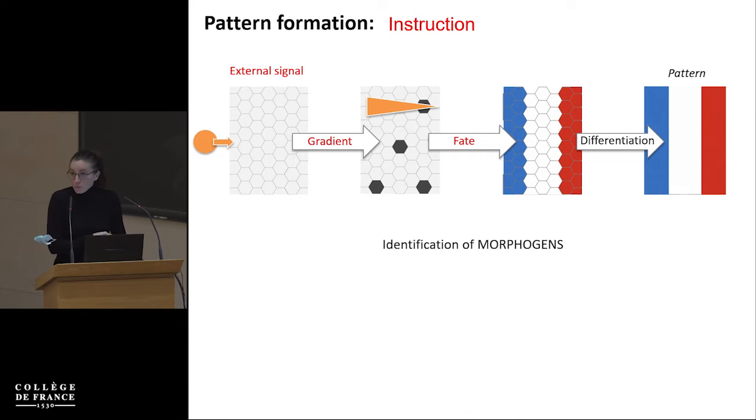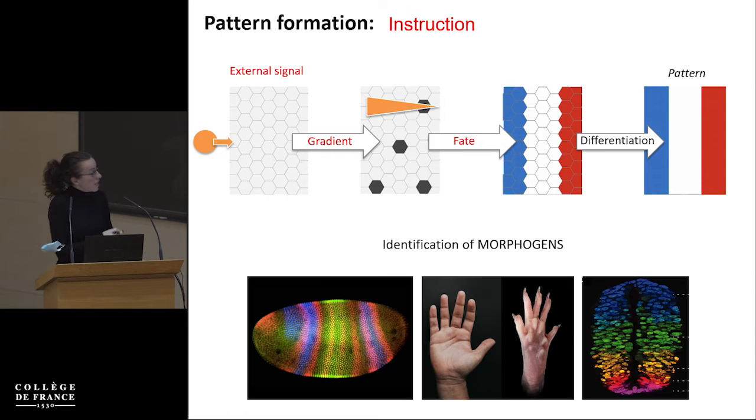Since then, it has been confirmed biologically with the identification of morphogens, molecules that diffuse in gradients within tissues and can trigger differential cell fate, and that have been involved in the instruction of different structures, such as the anteroposterior gradients, segments in the Drosophila blastoderm, the digits, or different parts of the developing brain.